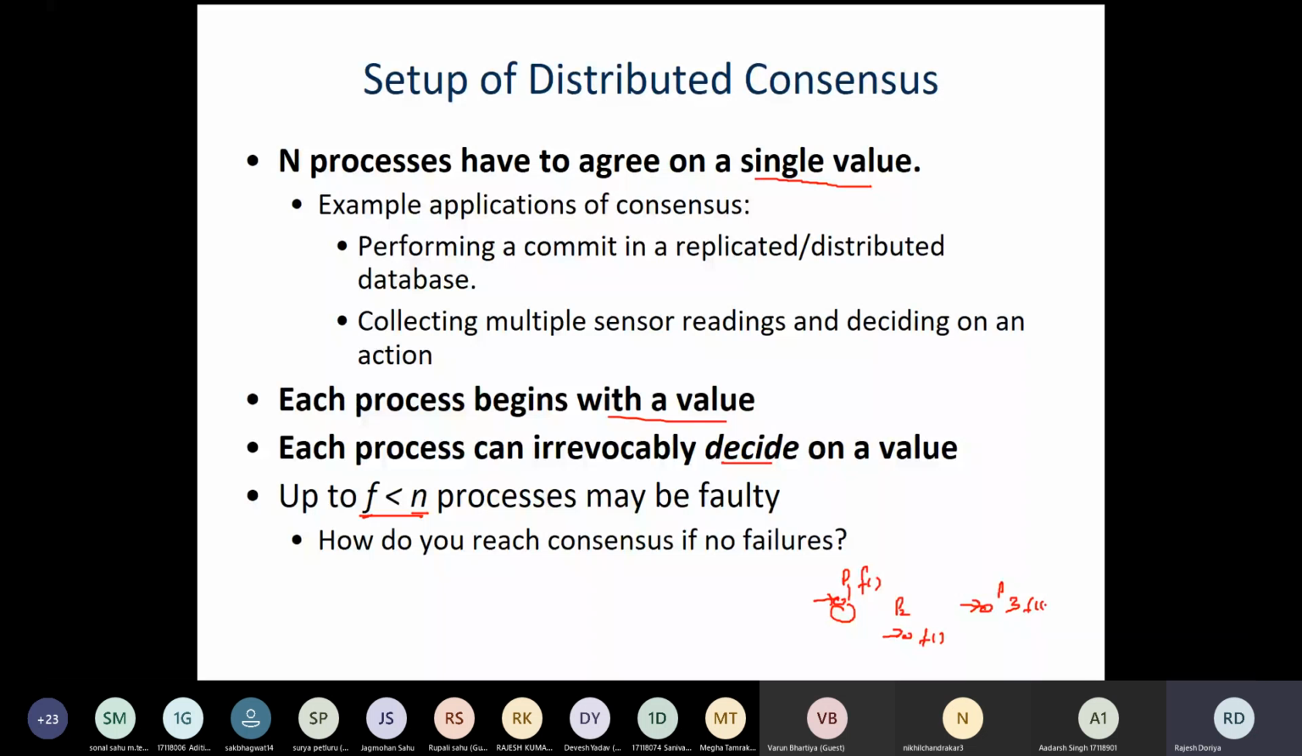And since all these functions are same, inputs are same, and the process behavior is same, so they are also going to create a common value. So there will be a consensus reached very easily. Okay.